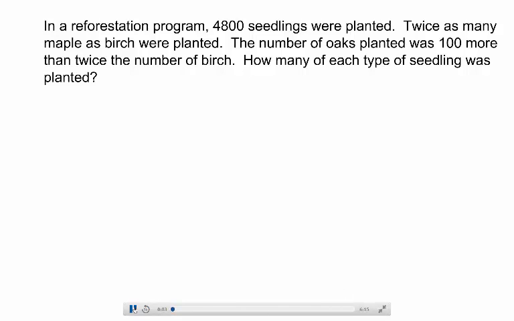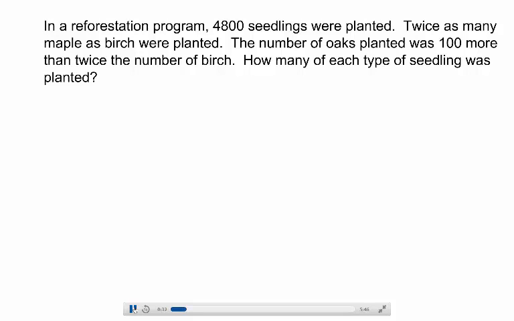Let's take a look at how to construct an algebraic expression and solve it given a word problem. In a reforestation program, 4,800 seedlings were planted. Twice as many maple as birch were planted. The number of oaks planted was 100 more than twice the number of birch. How many of each type of seedling was planted?